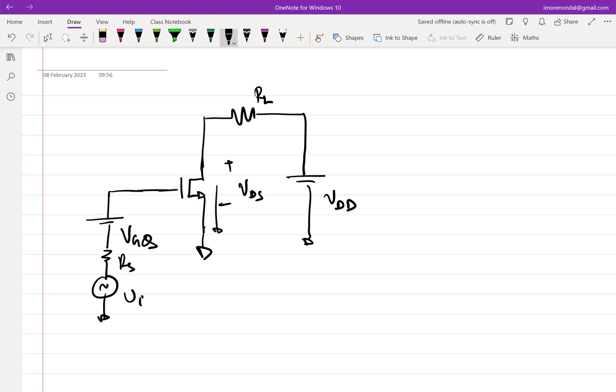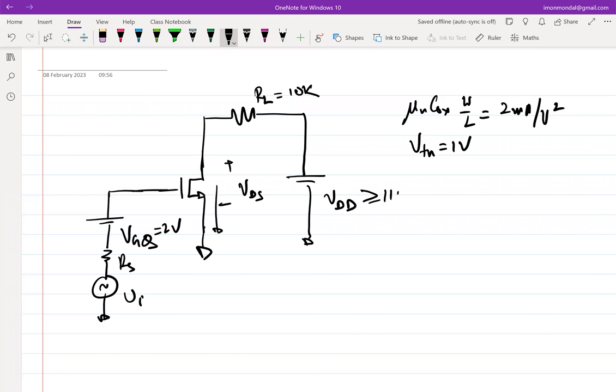And then subsequently we analyzed it, and we saw that for the transistor parameters that we had, where mu n C ox W over L was 2 milliamps per volt square, and the threshold voltage was 1 volt, and we had applied VGQ of 2 volt, VDD has to be how much, at least, to keep it in saturation? 11 volts. It has to be greater than or equal to 11 volts. And how much was the DC quiescent current flowing through the MOSFET under this condition? 2 milliamps or 1 milliamp? 1 milliamp.